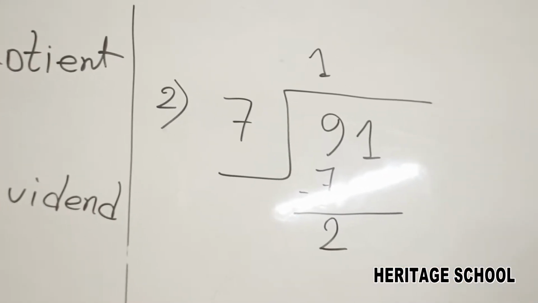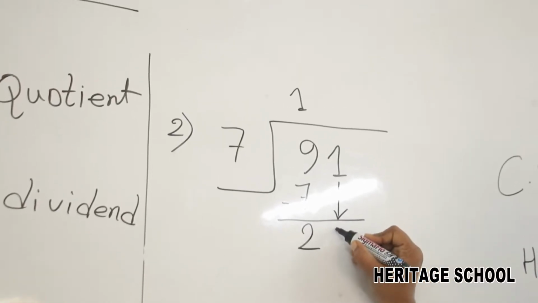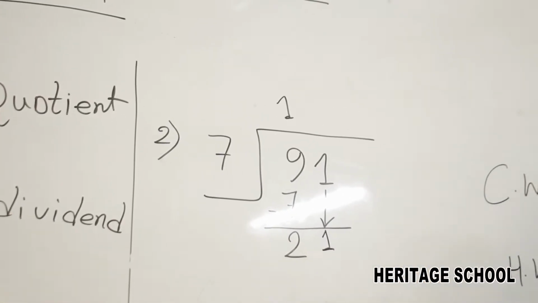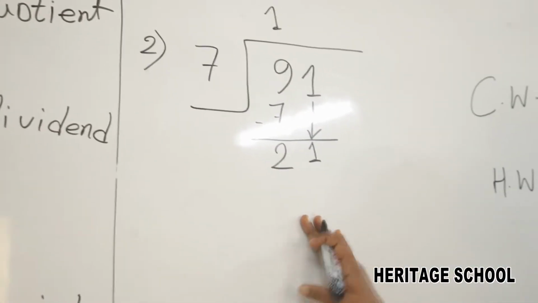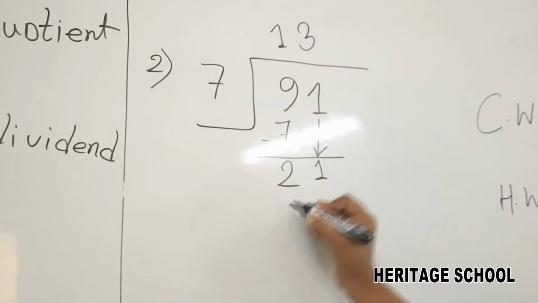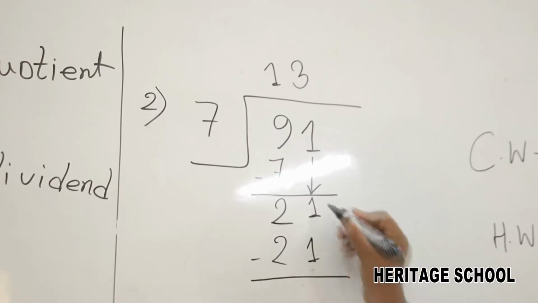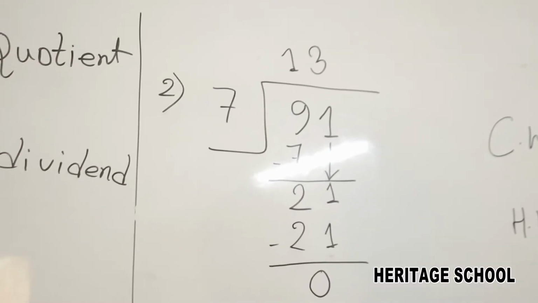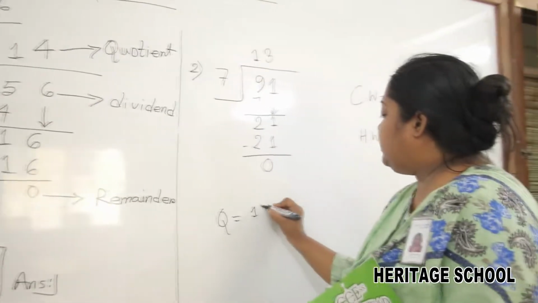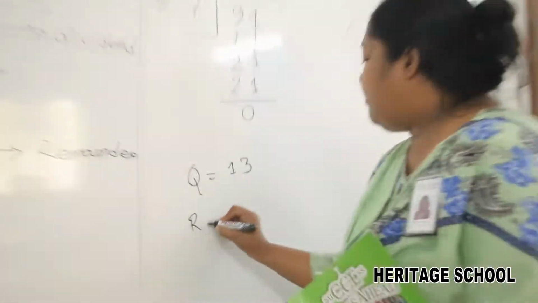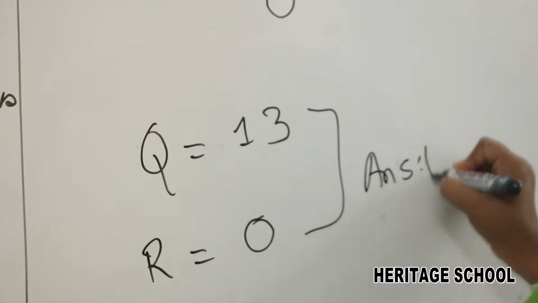But our division is not finished. I have to take the 1 down beside of 2. Now it has become 21. How many times will 7 go into 21? 3 times. 7 threes are 21. Then subtraction. 21 minus 21 is 0. In the same way we will write quotient is our 13 and remainder is 0. This is the answer.